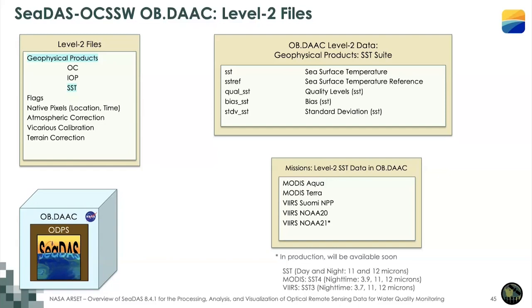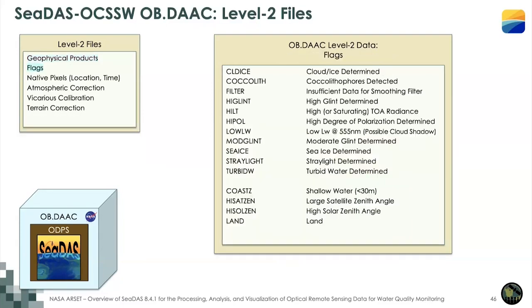So when you find the level 2 files with SST and OC, they're separate. It doesn't mean that later you can't put them together for mapping, but just keep in mind that they will be separate. So these are the idea of some of the things that we provide right now.